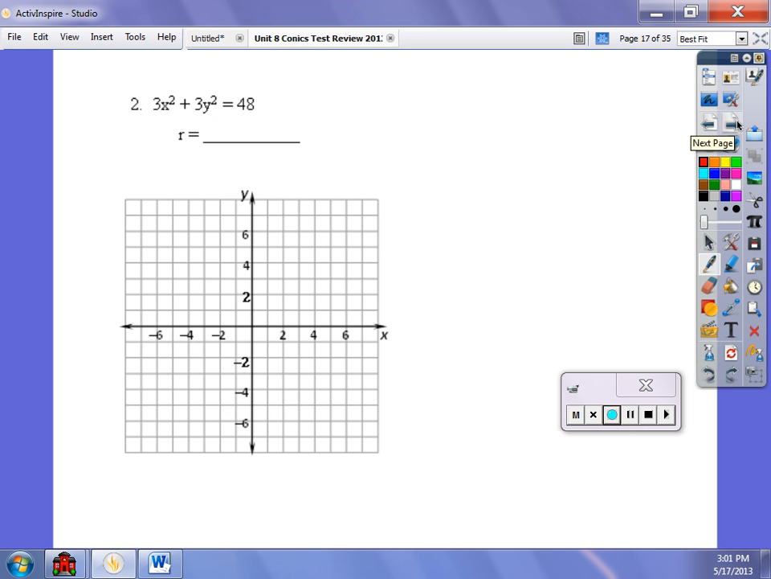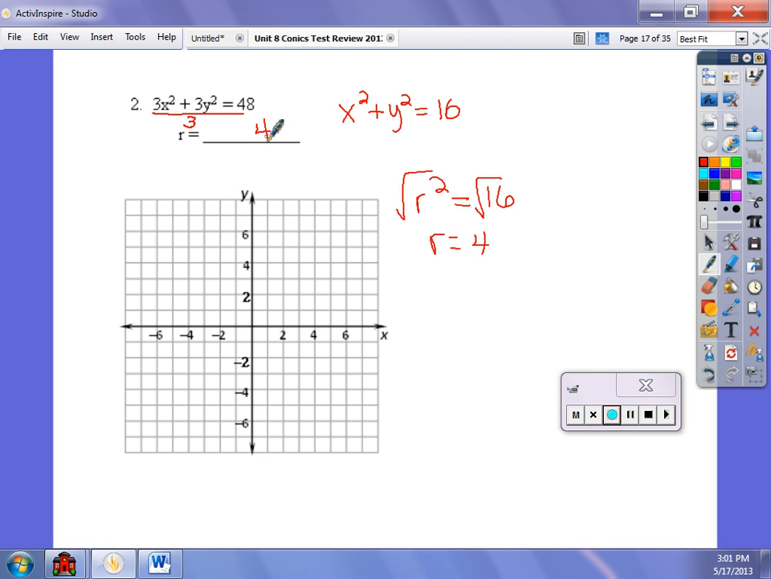The next one's different. When you see the coefficients are the same, that means it's a circle. If the coefficients were different, that would be an ellipse and we would answer it differently. Because they're the same, you are not going to divide by 48. Instead, you're actually dividing by 3. When you divide everything by 3, you get x squared plus y squared equals 16. Remember, r squared is equal to the last number. Take the square root. The radius is going to be 4.